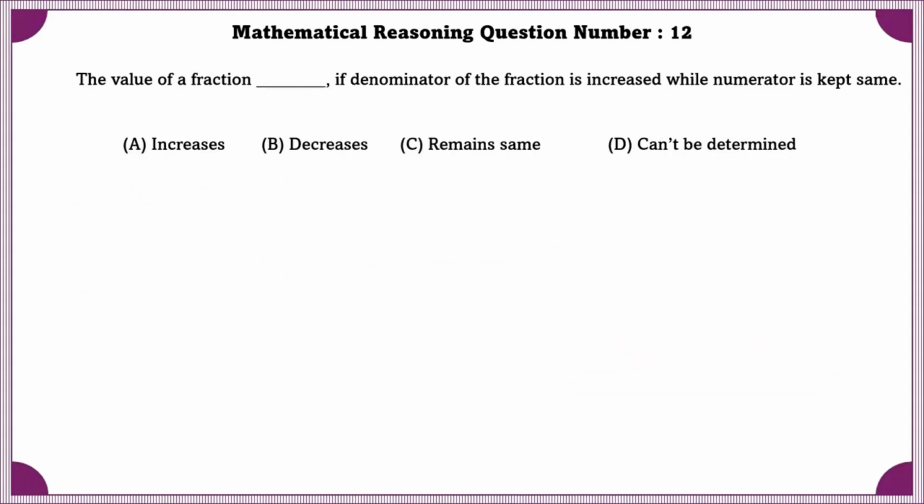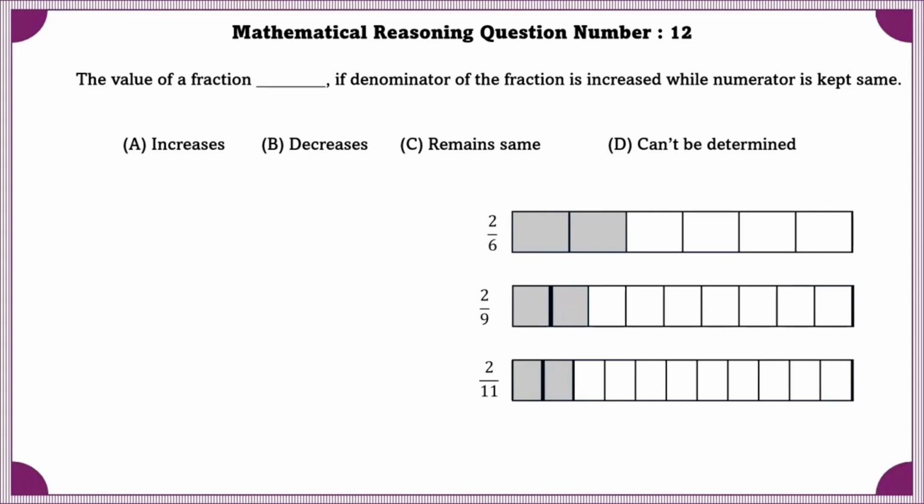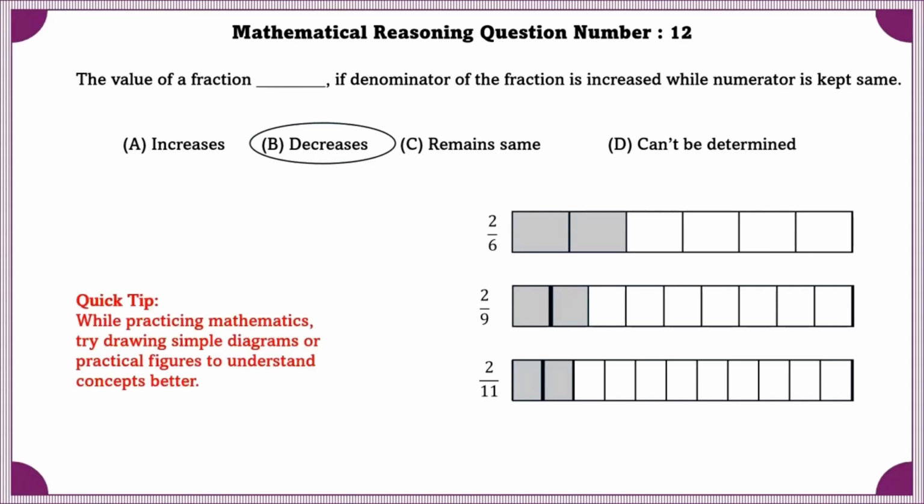Mathematical reasoning question number 12. The value of a fraction decreases when the denominator of the fraction is increased while the numerator is kept the same. Here's a simple example for you to understand: 2 by 6, 2 by 9 and 2 by 11. Here the parts are being increased and the numerator is staying the same. As we can see, when the number of parts divided into is increased, the total value is decreasing.